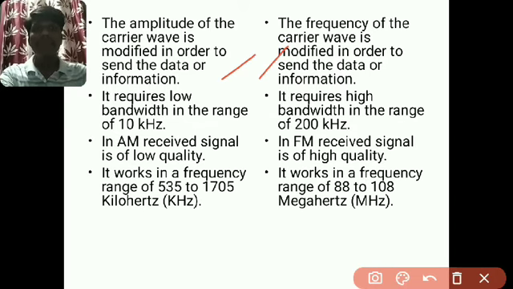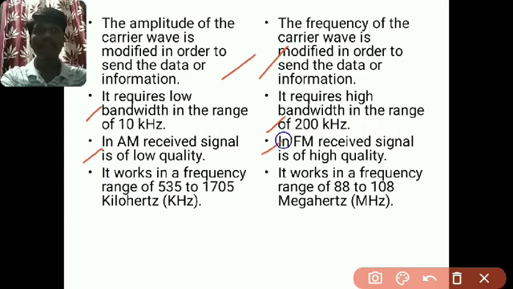And next, amplitude modulation requires low bandwidth, in the range of 10 kilohertz, because there are only two sidebands. Frequency modulation requires high bandwidth, in the range of 200 kilohertz, because there are an infinite number of sidebands. And the next one: in amplitude modulation the received signal is of low quality, and in frequency modulation the received signal is of high quality.